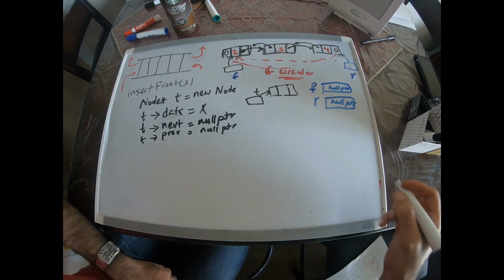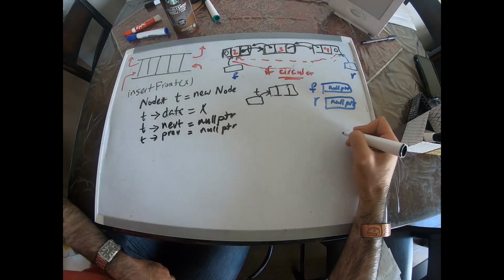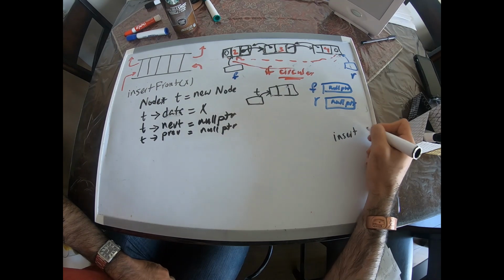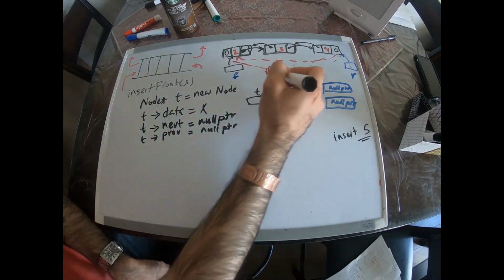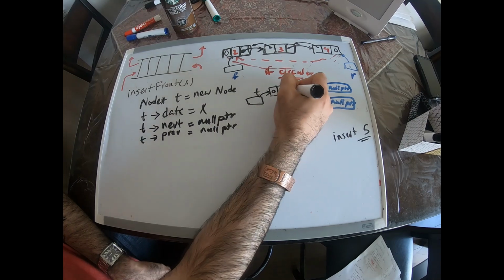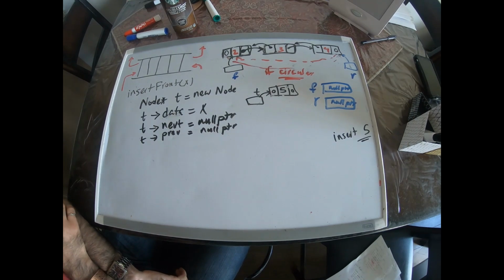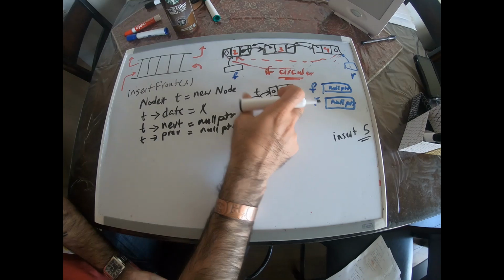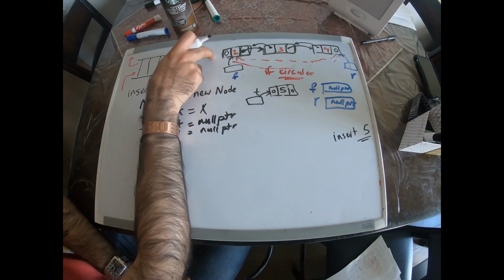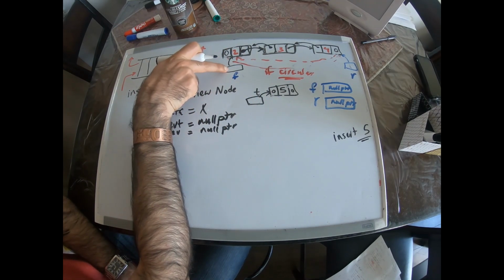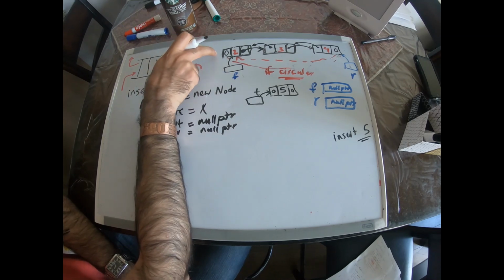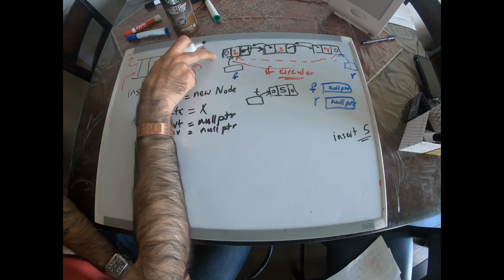Okay, so in this case, let's say that we want to insert 5. So 5 goes here, and these two pointers are 0. They're not connected to our linked list at all. So if I want to insert this node at the front, you would see that here only front needs to be changed, right? Only front needs to be changed, right?